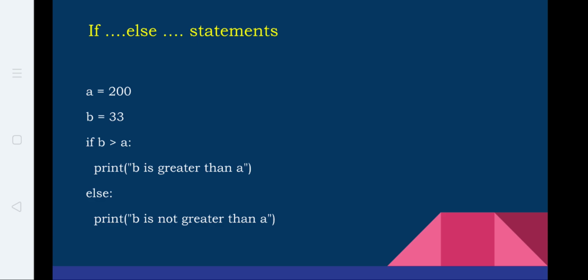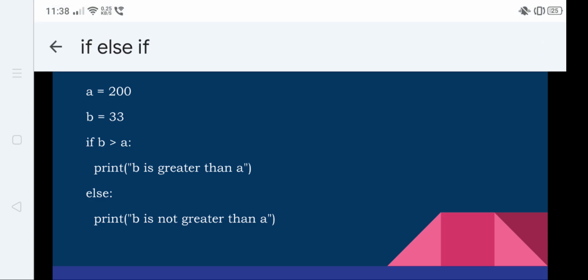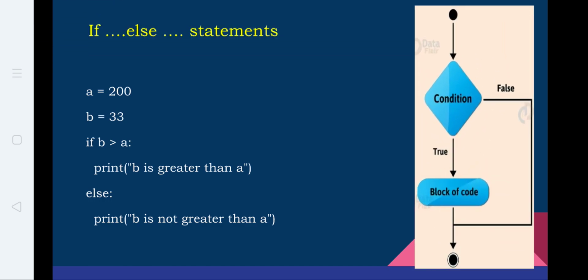So print b is greater than a, else print b is not greater than a. In our example, a is 200 and b is 33, that means b is small and a is bigger. So now the else statement executes because the if statement is false. If b greater than a is false, it goes to the else case to say that b is not greater than a. So this is how the output comes. Okay, so the condition is checked. If it is true, a block of code is executed, else another block of code is executed.